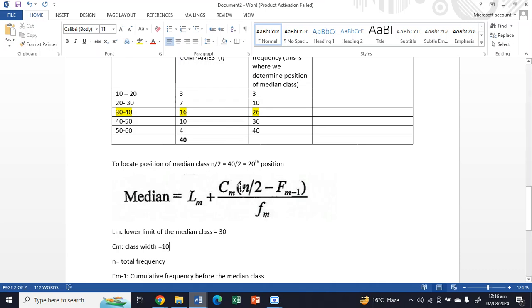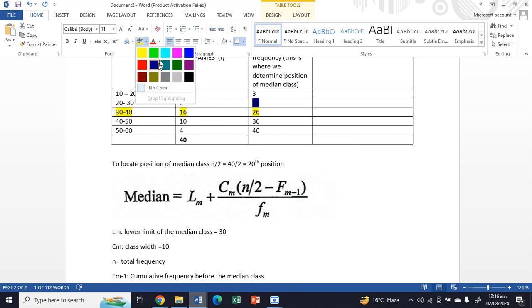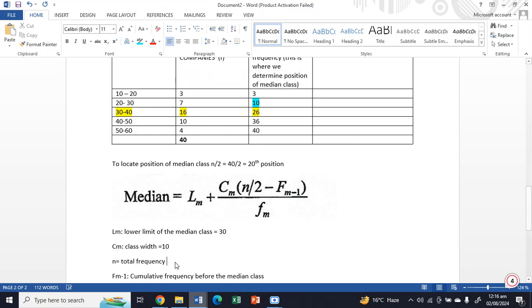N divided by 2 here, we've already got 20. So this 20 will come in the formula there. Fm minus 1, cumulative frequency before the median class, it is this 10. Don't pick this frequency here, no. The cumulative frequency. Okay, this one is 20 here, then Fm minus 1.